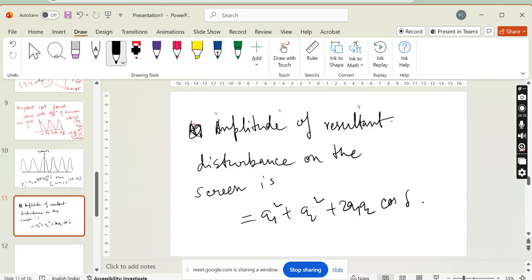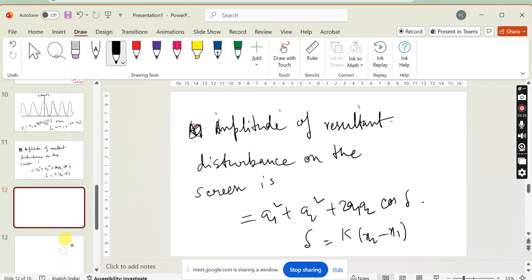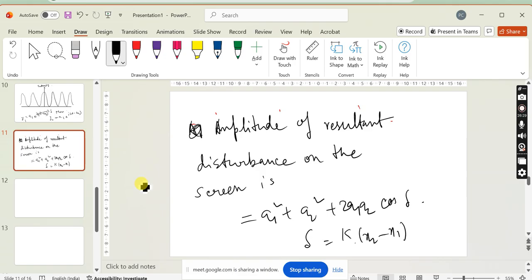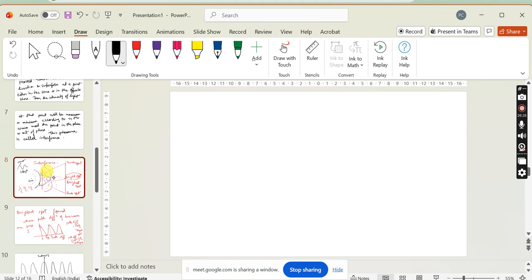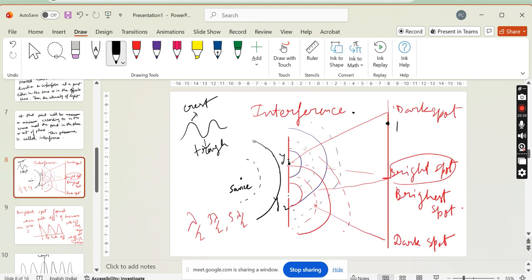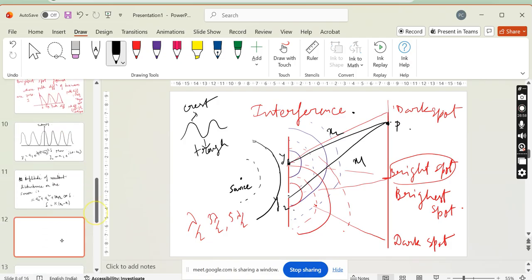So delta is basically the path difference x2 minus x1. Like x2 minus x1 is the path difference and delta is the phase difference. So we are calculating the disturbance at a point P, that is x2, x1. So y1 is the disturbance due to the first slit at P, and y2 is the disturbance due to the second slit at P.